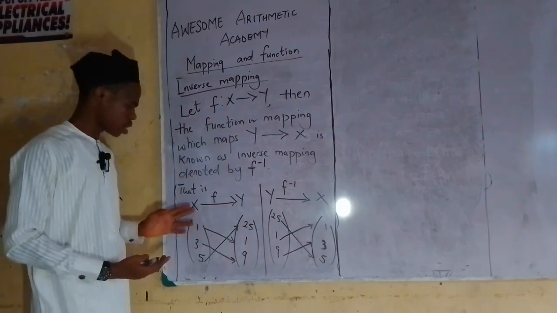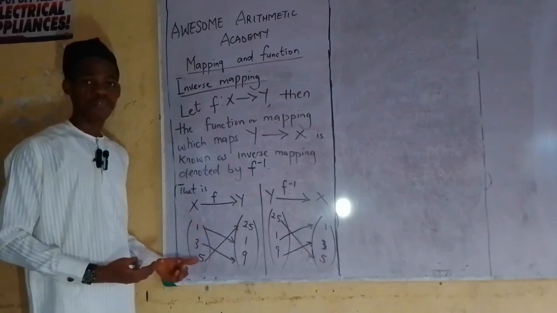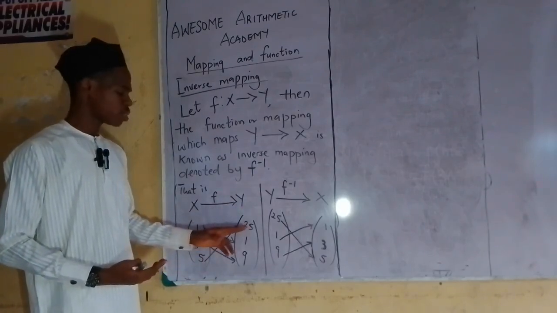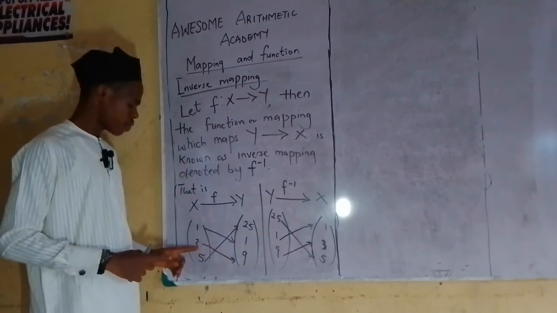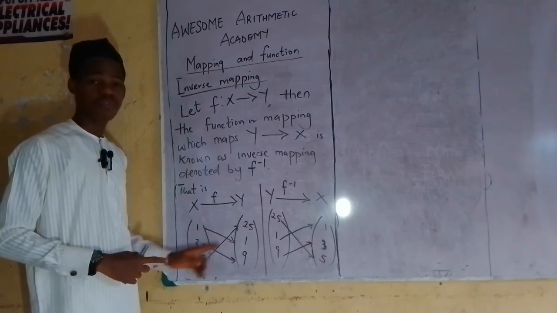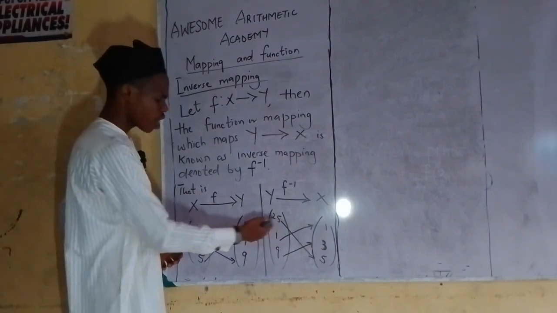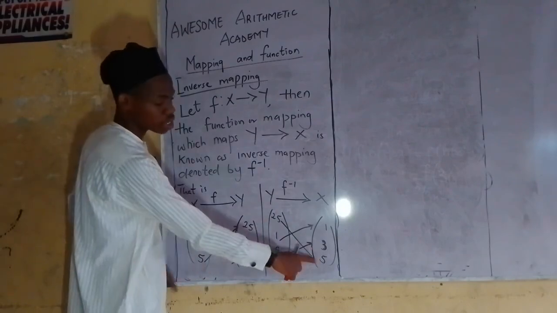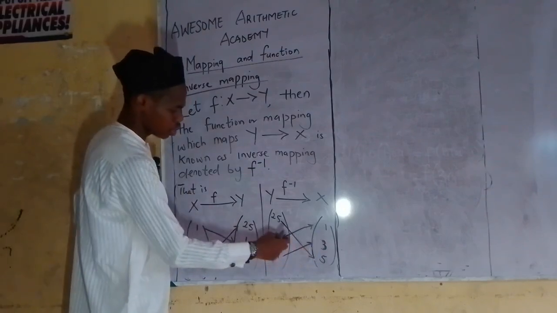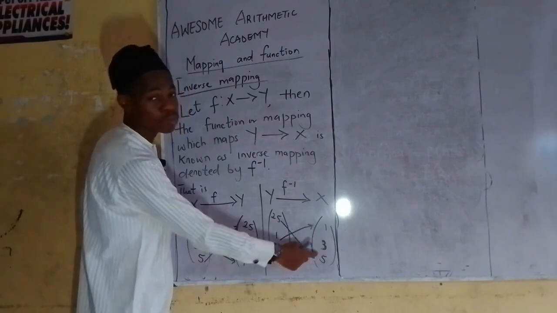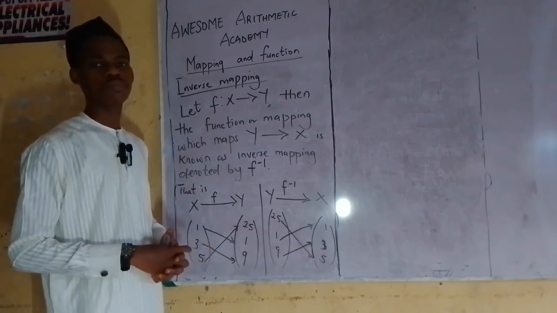When you look at this example given to us here, we said that if the elements of x are 1, 3, and 5, and the elements of y are 25, 1, and 9, you can see clearly that 1 was mapped to 1, 3 was mapped to 9, and then 5 was mapped to 25. That means for the inverse case, 25 will be mapped back to 5, which is what is happening here. Then 9 will be mapped back to 3, and 1 will be mapped back to 1. So this is how we illustrate inverse mapping.